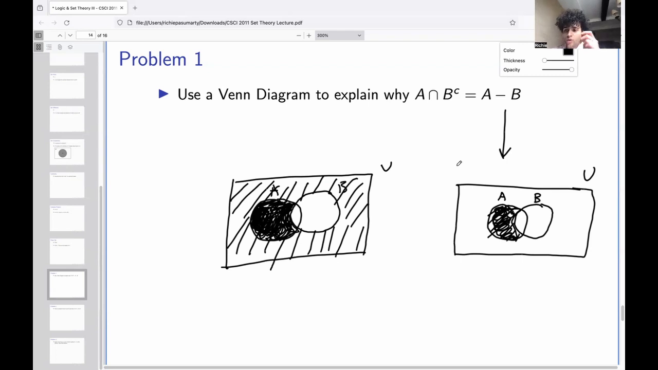All right, so one thing to be careful about: using a Venn diagram is not a formal proof. Okay, I'm going to repeat that again. Using a Venn diagram is not a formal proof, but it can be used to visually gain intuition as to whether or not two things are the same.